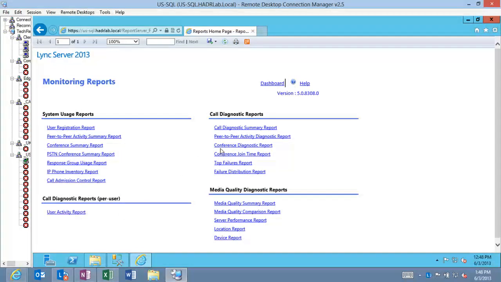On the right-hand side, we have call diagnostic reports. We have various summary reports that combine all of that diagnostic data together. And Nick showed you this in some of the slides that we were on earlier, and we will get to that eventually later. And then underneath that, I have my media quality diagnostic reports. These are the summarized trending data looking at all my media types in both a summary and also a comparison report. So I'm going to go ahead and start with the user activity report.